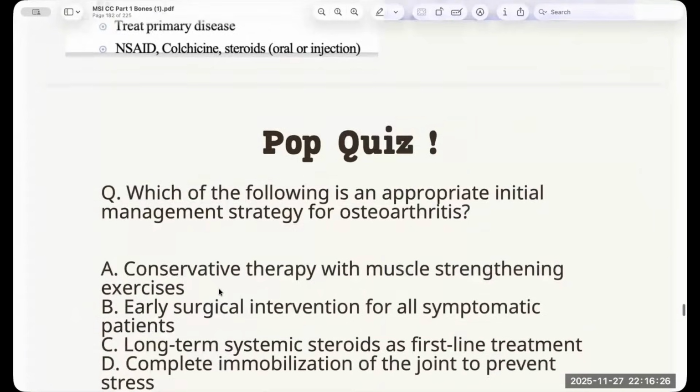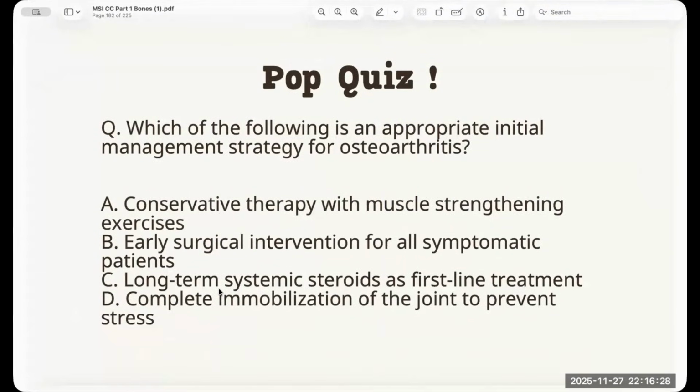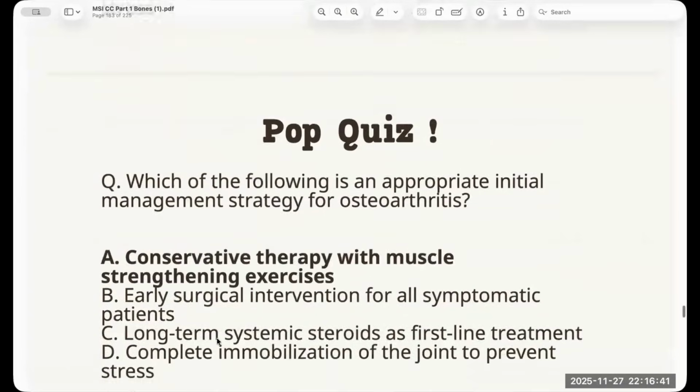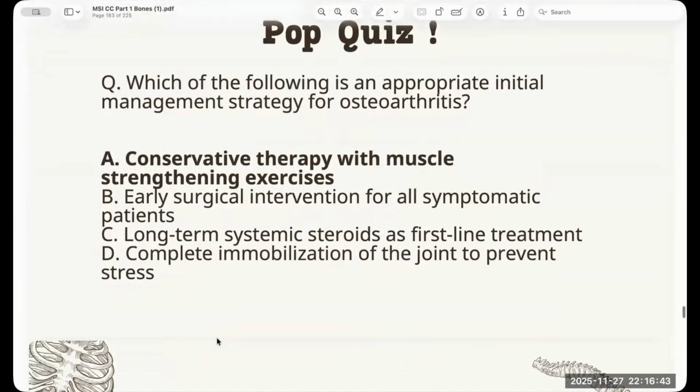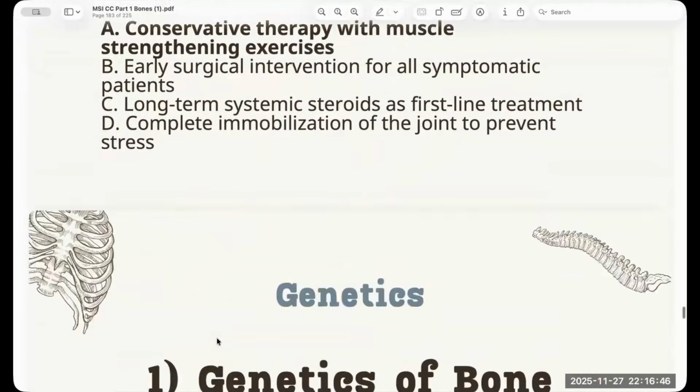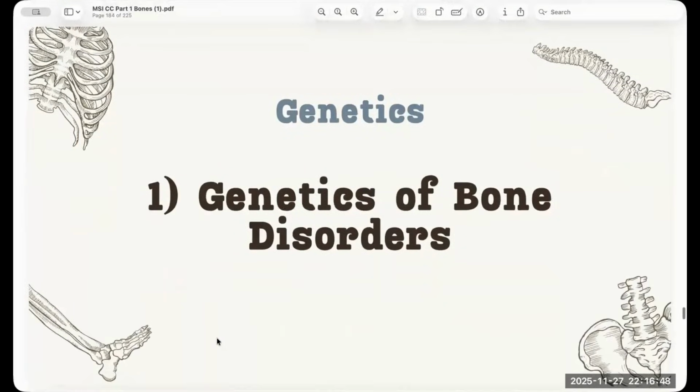Okay? Pop quiz. Which of the following is an appropriate management strategy for osteoarthritis? We just mentioned this. Okay, so it is a conservative therapy with muscle strengthening exercises. Now we are done with biochem, pathology, clinical.